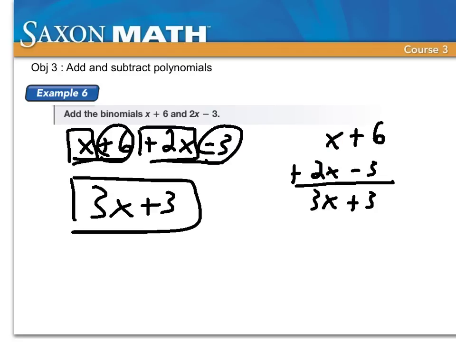That's your lesson on adding and subtracting polynomials. I know that's a lot of information, but I think you guys can get it. If you have any questions, ask me. Otherwise, good luck on the homework.